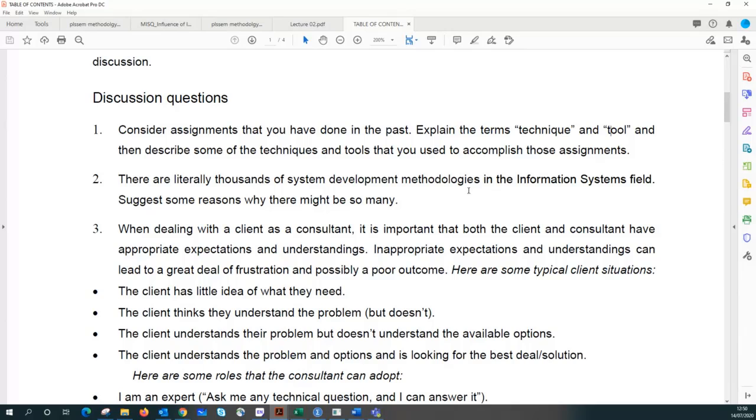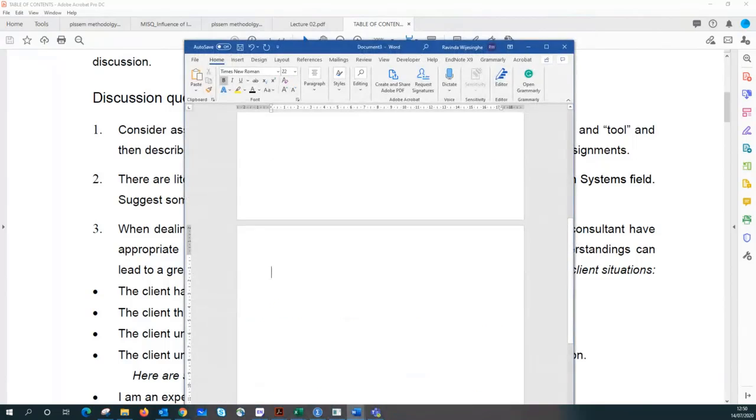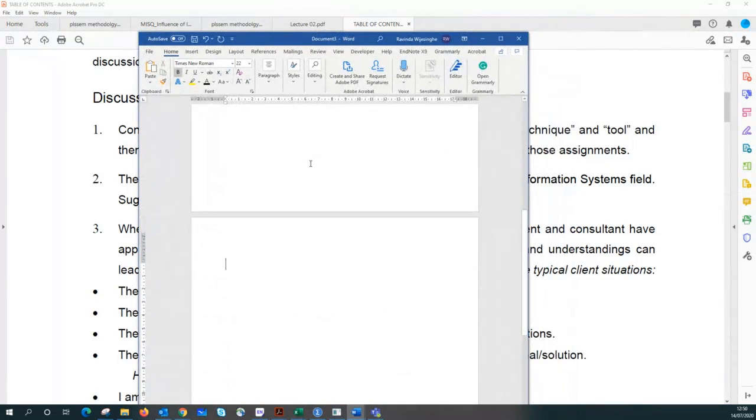Okay, right, so the question in this case is asking us to suggest some reasons why there might be so many system development methodologies in place. So that is the question we need to answer. How are we going to answer that question? What are the key points for question number 2? What are the key points?